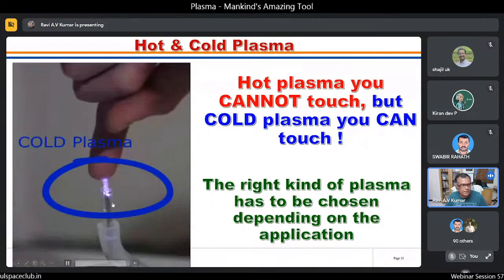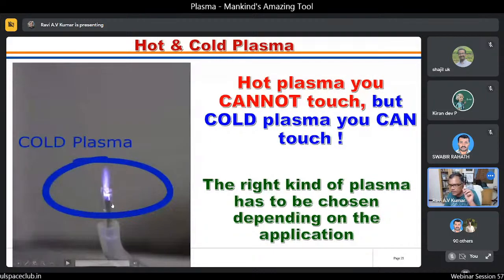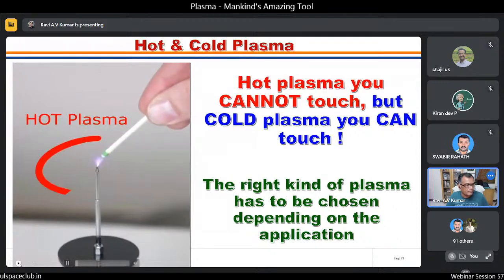It doesn't burn anything. The funny thing, the most interesting thing, is that the same plasma, just by changing how you produce it, can be a hot plasma and a cold plasma. This is extremely crucial because this will determine what kind of applications the plasma can be used for.